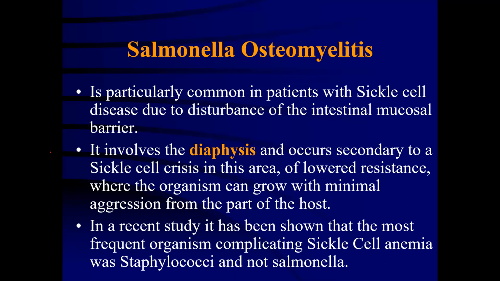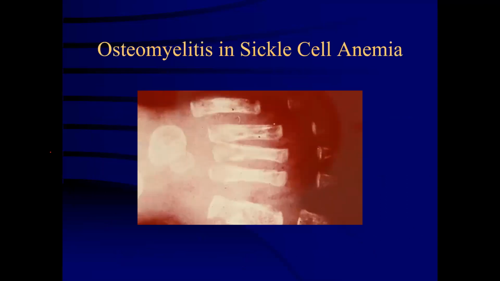You have to know that this osteomyelitis is different than in other regions. Why? Because it involves the diaphysis. It occurs following a sickle cell crisis. Now, this shows you osteomyelitis in sickle cell anemia involving the metatarsal bones. You see, it involves many metatarsal bones.